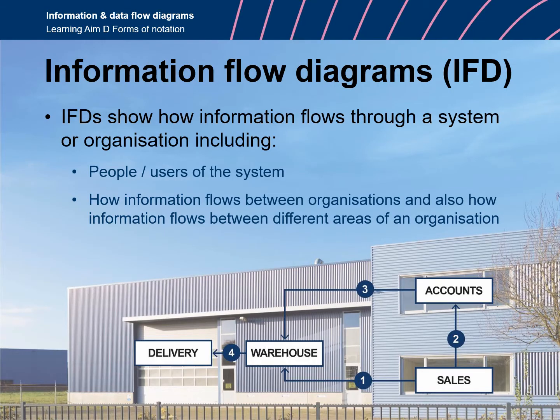Information flow diagrams explain how data and information flows through a system or organisation in the daily routines that they complete. People or users of the systems will use these diagrams to understand the process of start to completing a job. As you can see in the diagram, when placing an order in the warehouse, the sales team will first contact them about the sale of a product to a customer.